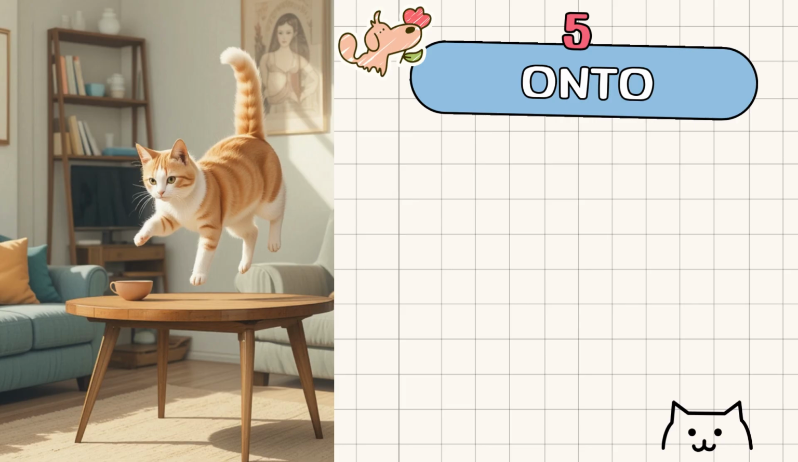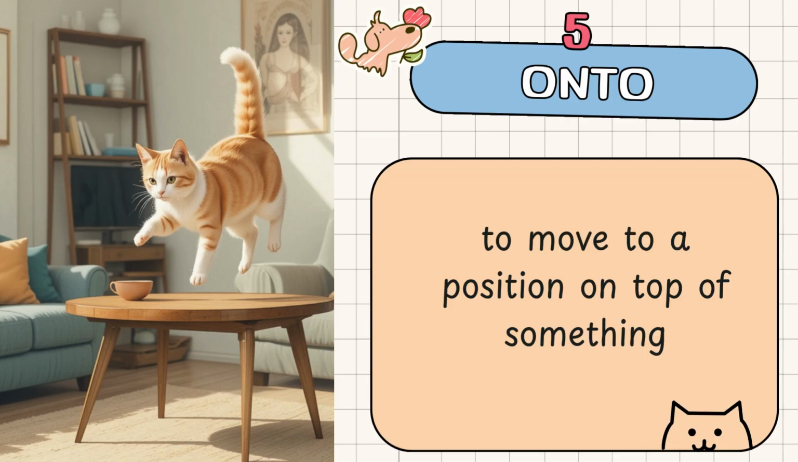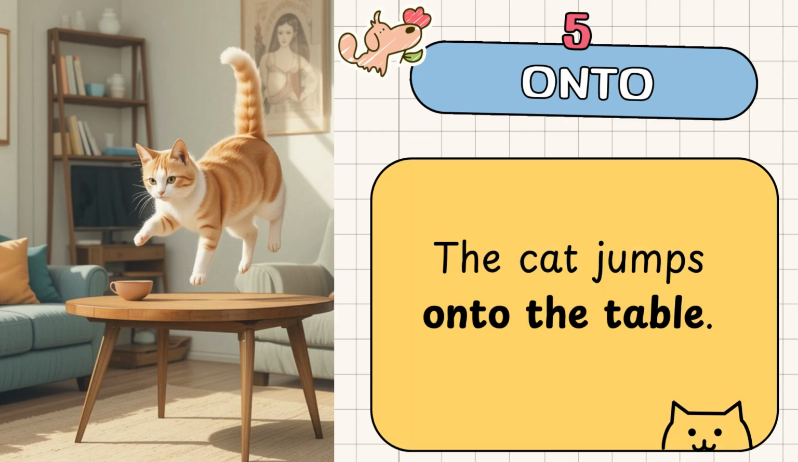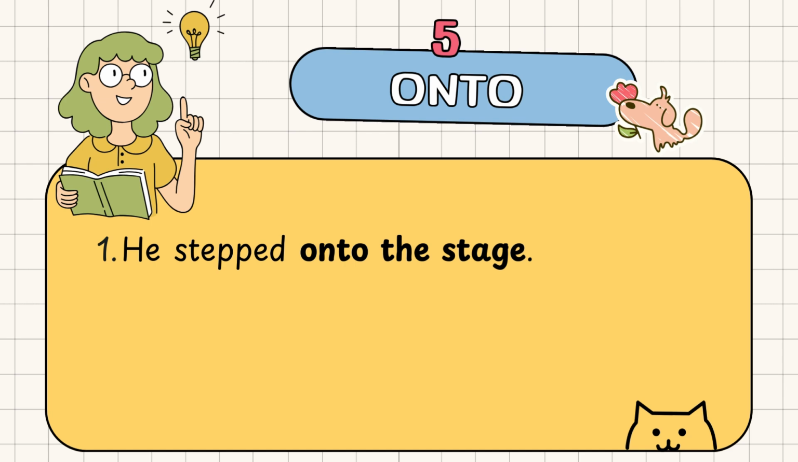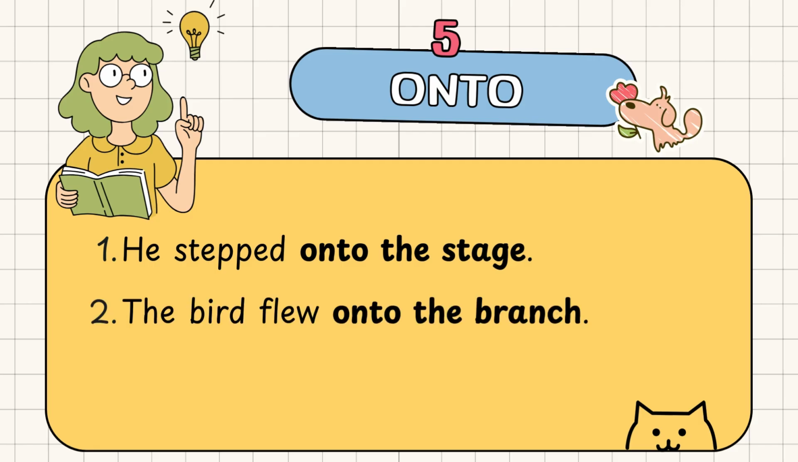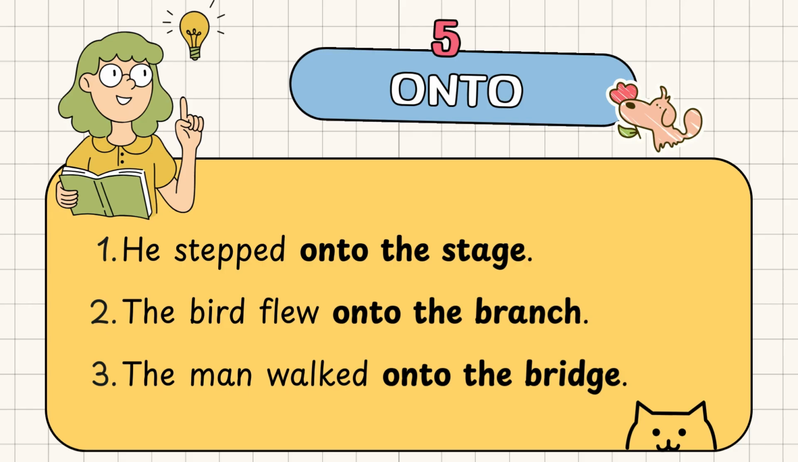Onto. To move to a position on top of something. The cat jumps onto the table. He stepped onto the stage. The bird flew onto the branch. The man walked onto the bridge.